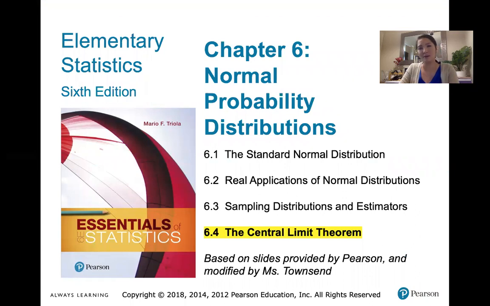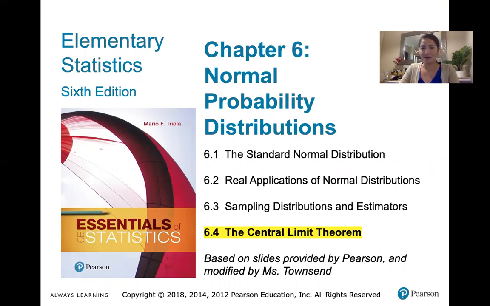probability distributions. Remember, at the beginning of chapter 6, we started by talking about continuous probability distributions and how they were similar and different from discrete probability distributions, which we discussed in chapter 5. Then we also talked about the standard normal distribution, and that's a normal distribution with a mean of 0 and a standard deviation of 1. And then in 6.2, we looked at real applications of normal distributions. So those were non-standard normal distributions that are very closely related to that standard normal distribution through the use of some conversion formulas. So it turns out if you have a normal distribution and it's not standard, you can sort of make it standard by making some conversions.